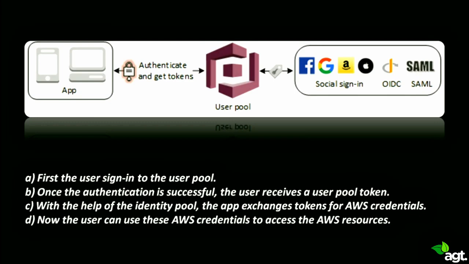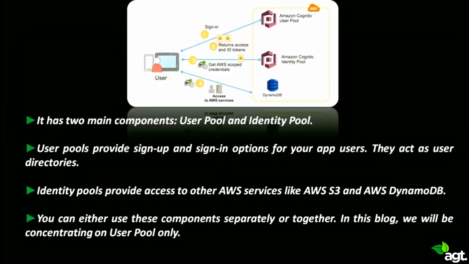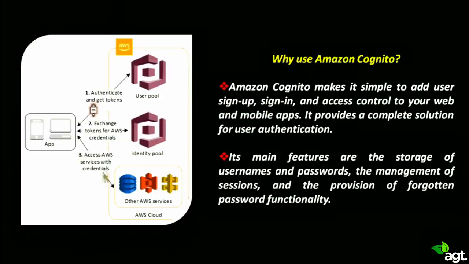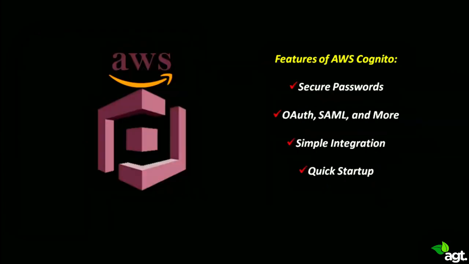Amazon Cognito makes it so simple to add user sign up and sign in and access control to your web and mobile applications. So actually we have explained that it provides a complete solution for your user authentication, and its main features are the storage of usernames and passwords, the management of sessions, and the provision of forgotten password functionality. So all you have to do is connect it to its endpoints, and that's pretty awesome, right?